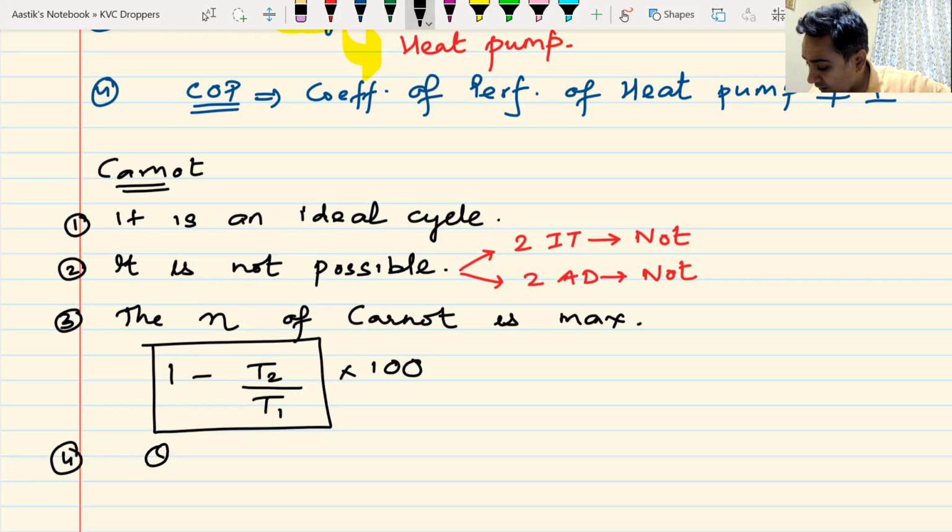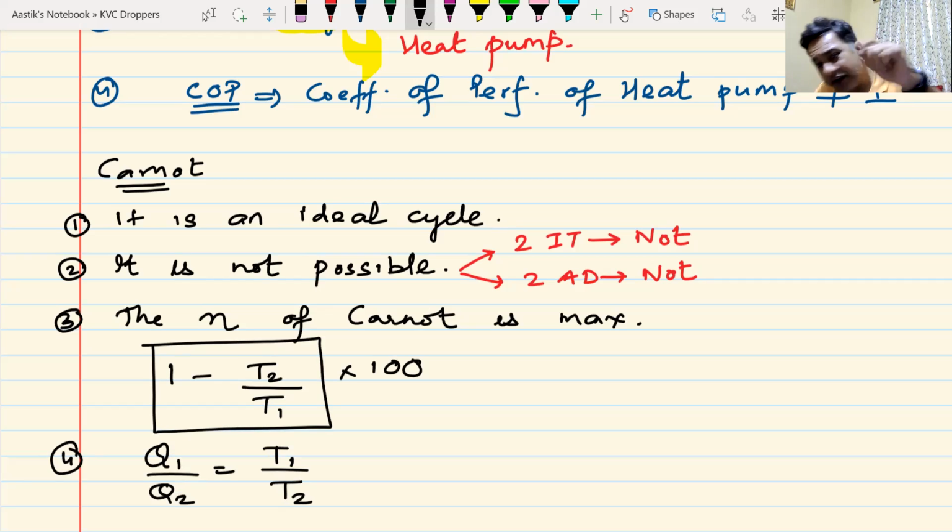For a Carnot cycle, Q1 by Q2 will be equal to T1 by T2. Will you remember this? These are all the points of the Carnot cycle written, and one of these points will come in your exam. I'll give you a minute to note it down.